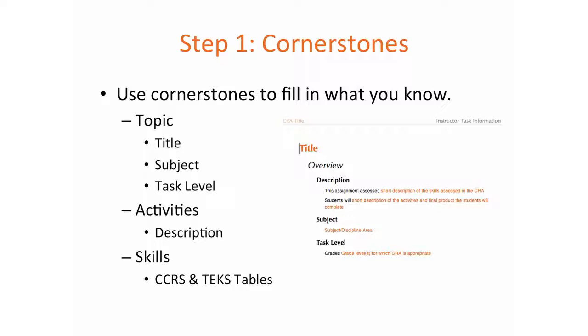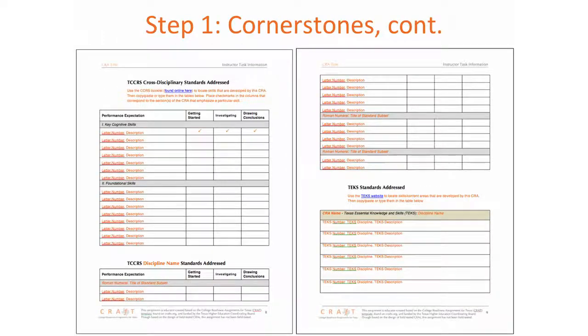In addition, you can use the skills you've chosen to complete the CCRS and TEKS tables beginning on page 8 of the template. The CRA template includes instructions of how to fill in the tables by copying and pasting information found in the CCRS and TEKS, links to both of which are in the template. Add and delete rows and sections as necessary. Though this is a more labor-intensive step, it is very important to both the assessment of student work and the demonstration of the rigor of the CRA you design.